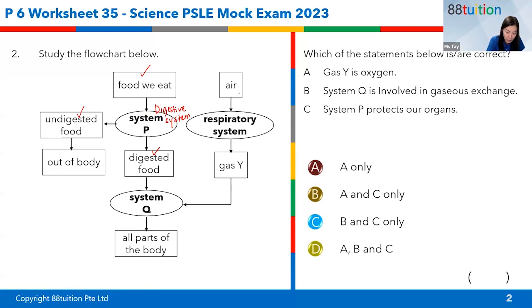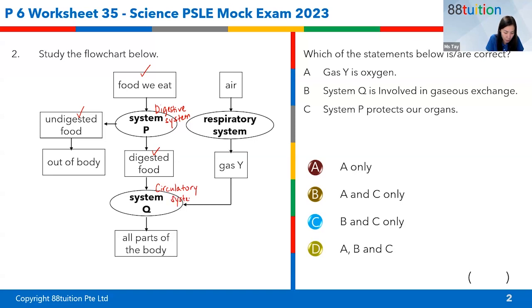Overseas, to overseas. Okay, then next one, they say respiratory system, right? So you have air going in, and then this special gas will go into system Q. Digested food also goes into system Q. What is this system? We know it should be the circulatory system. Very good.